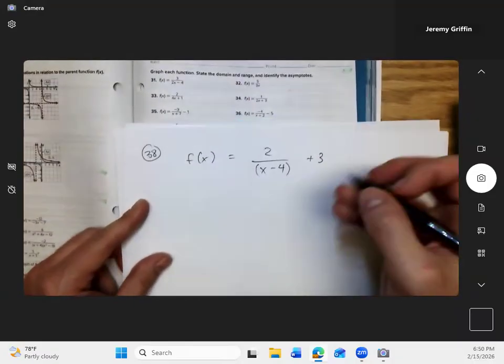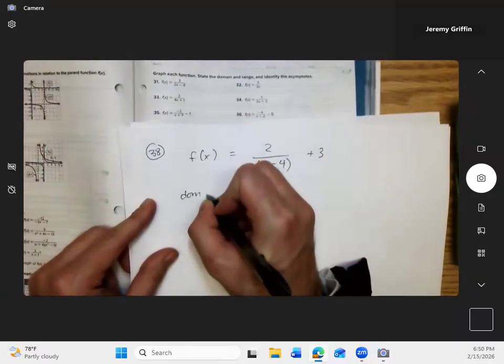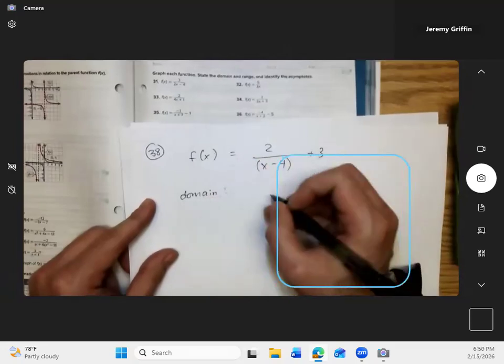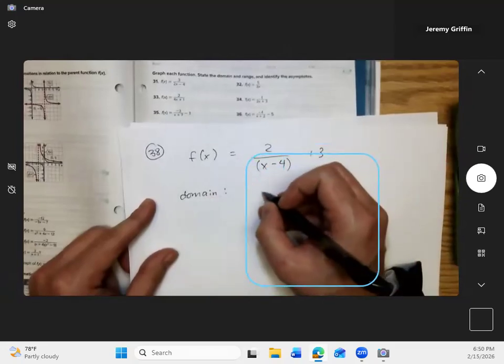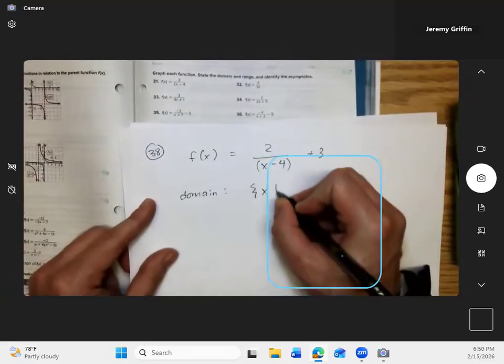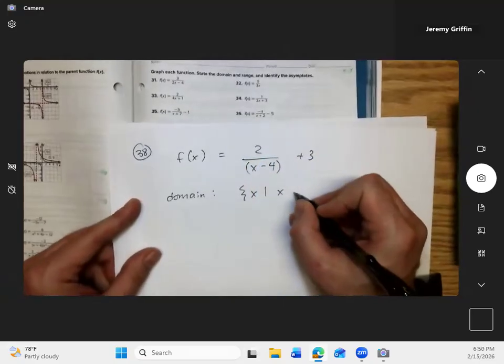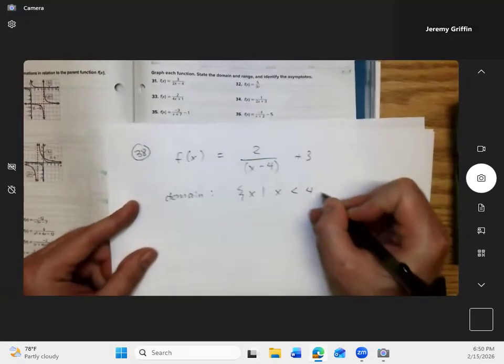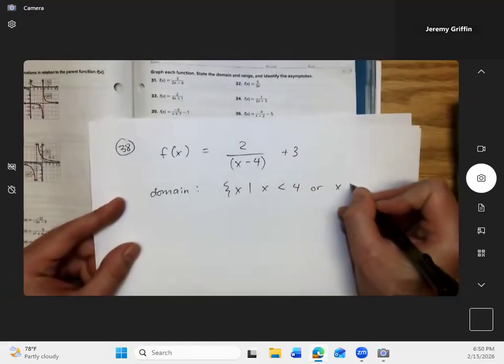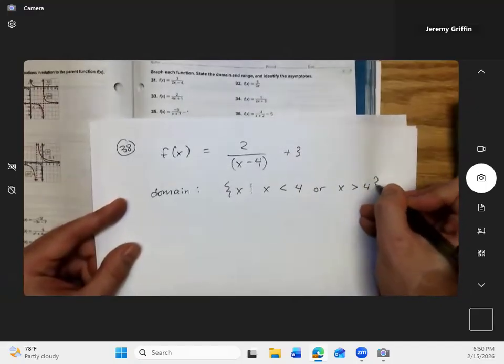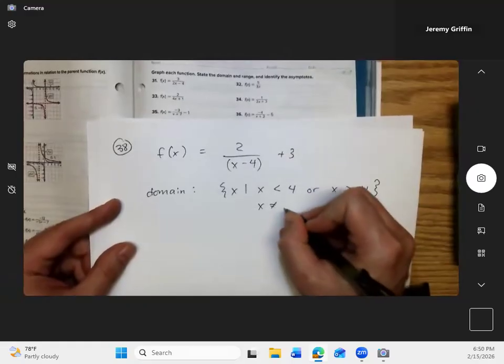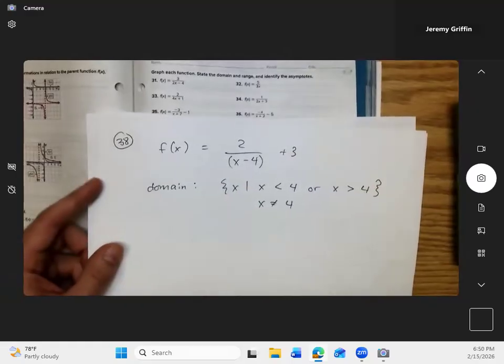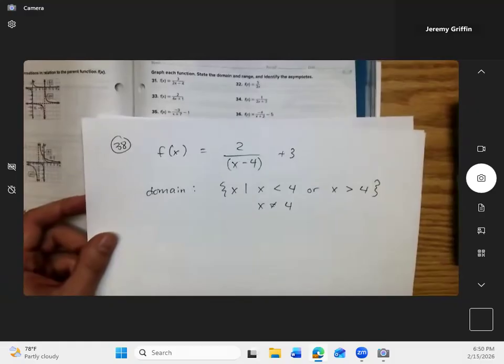Domain, range, asymptotes. So I think the domain is x such that x is strictly less than 4, or x is strictly greater than 4. But x cannot be 4 because then you would be dividing by 0. Remember, not allowed to divide by 0.